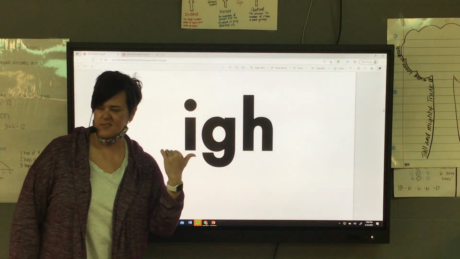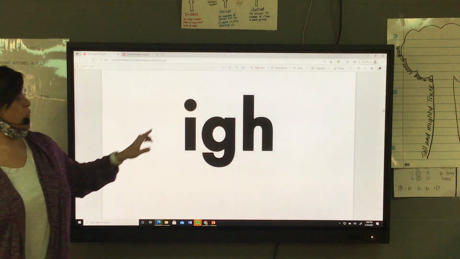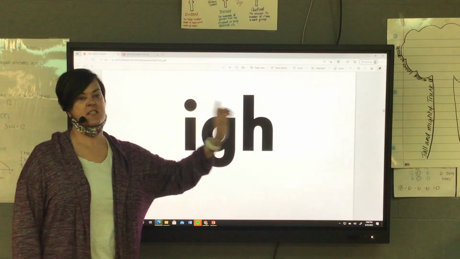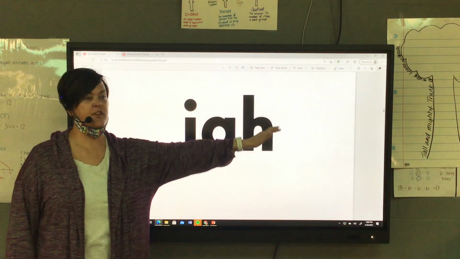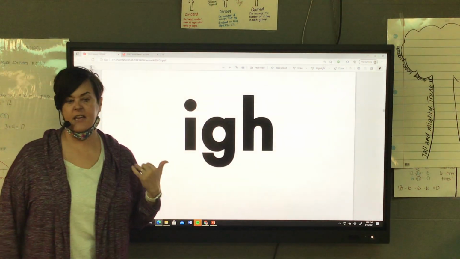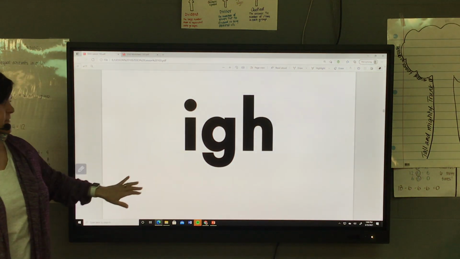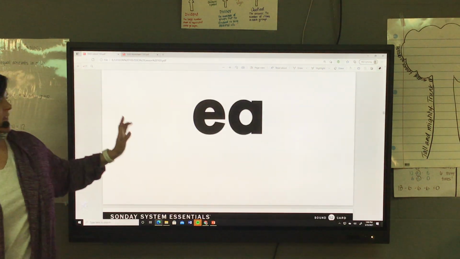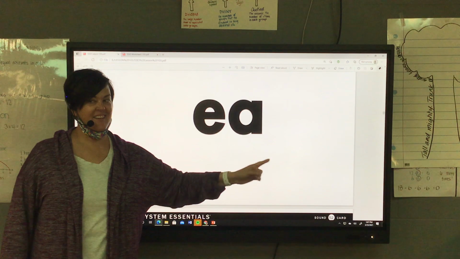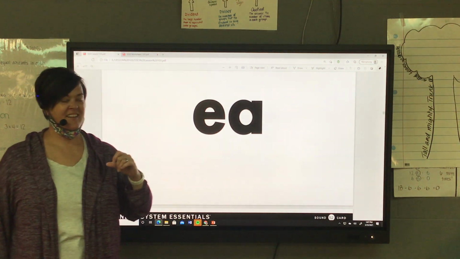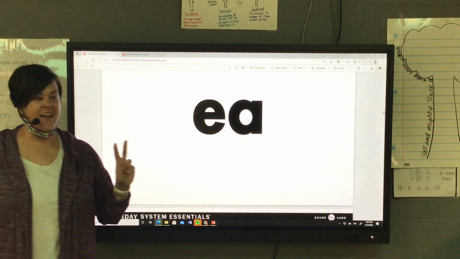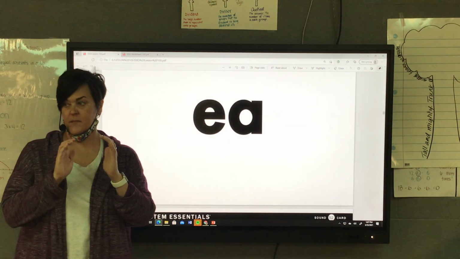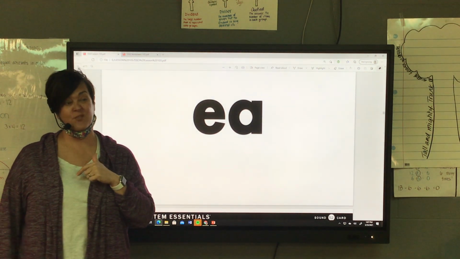Found? At the end of a word. What's the most common consonant that comes after this I at the end of a word? Everybody. T. E-A. In the middle of a word. Can be at the beginning though too, right?